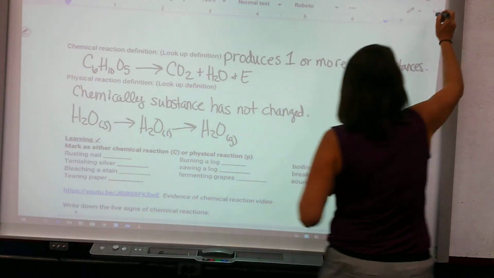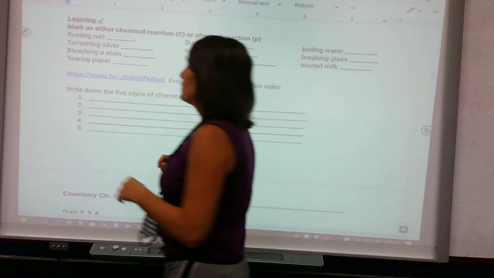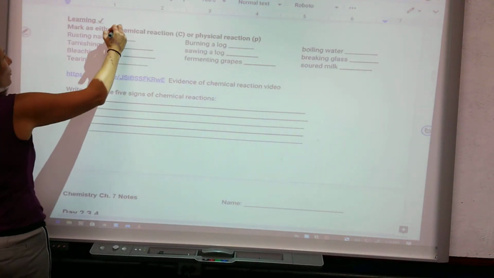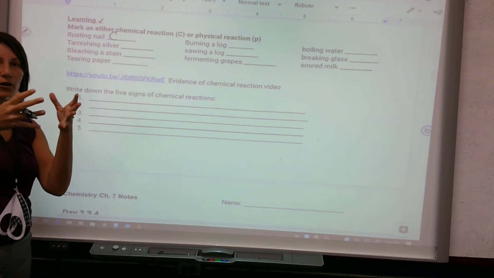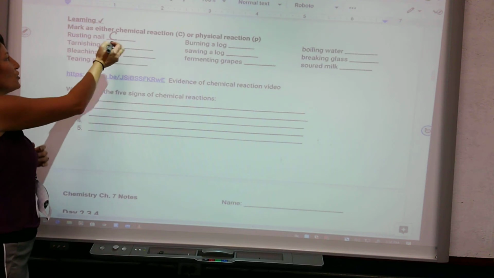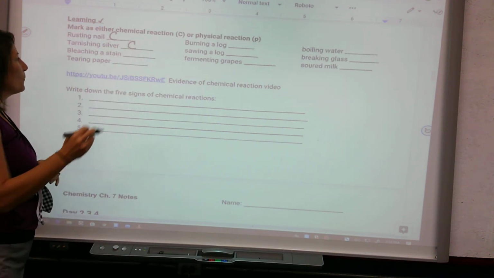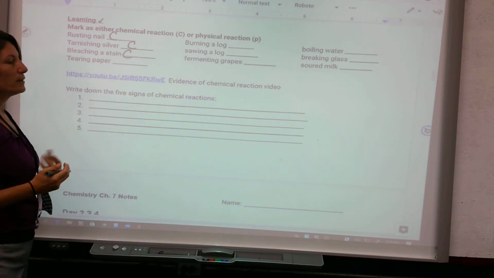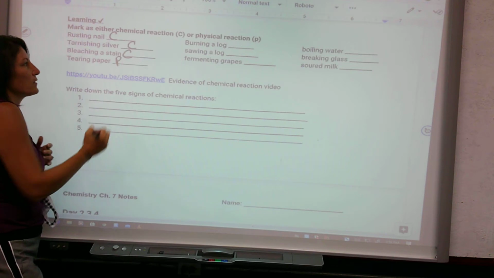Then we have some examples here, some learning checks. A rusty nail is chemical, because iron in the presence of oxygen becomes iron oxide, Fe2O3. So it's something new, it's chemical. Tarnishing silver is similar, so it is chemical. Bleaching a stain is chemical. Tearing paper is physical, since it's still just paper no matter how many times you tear it.